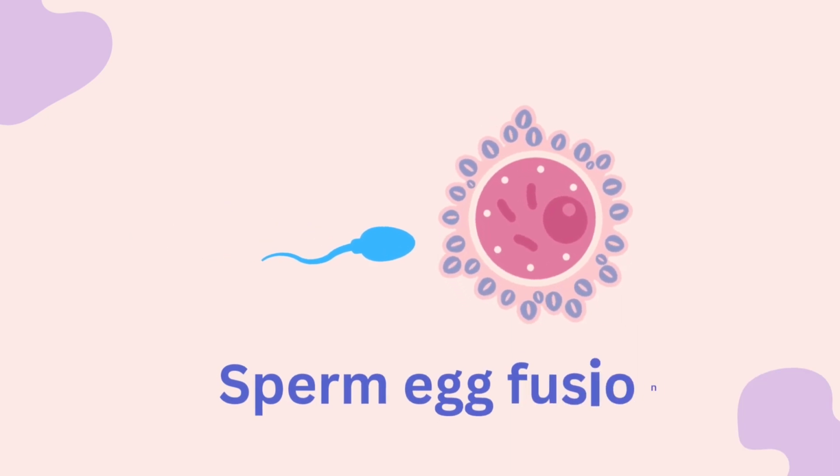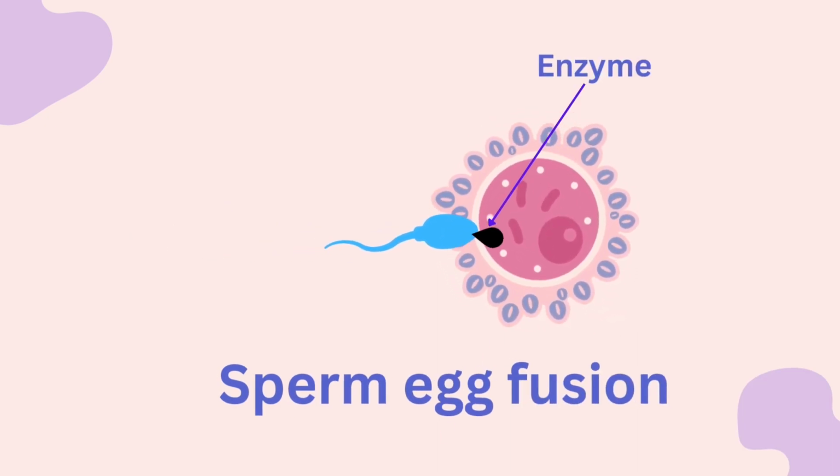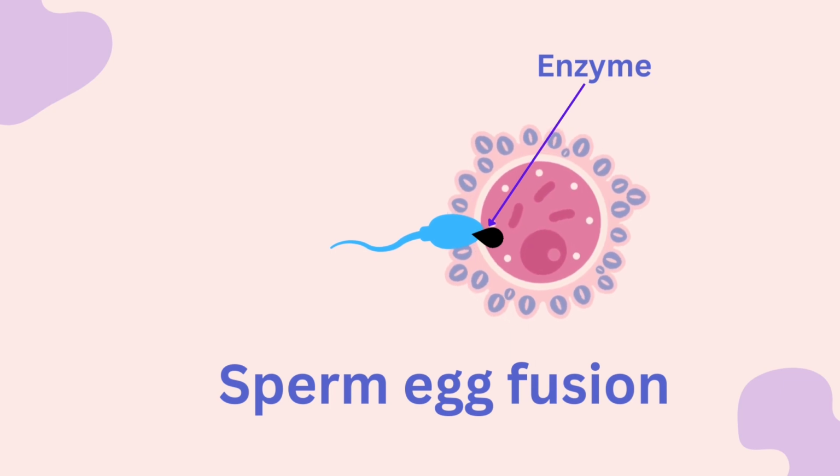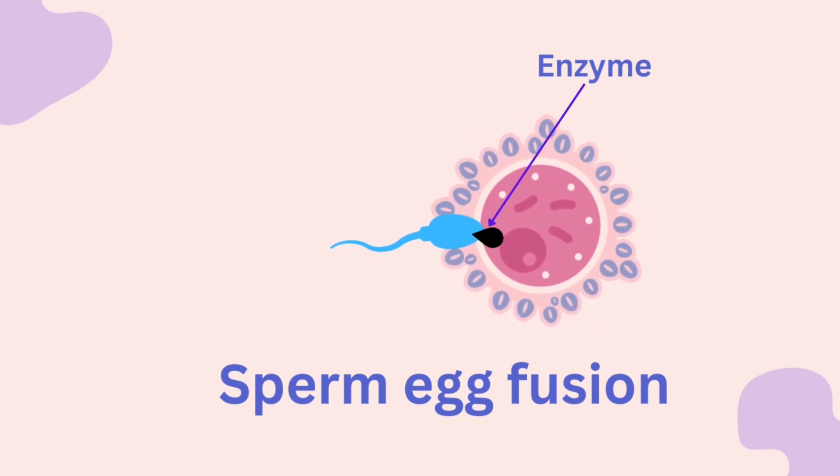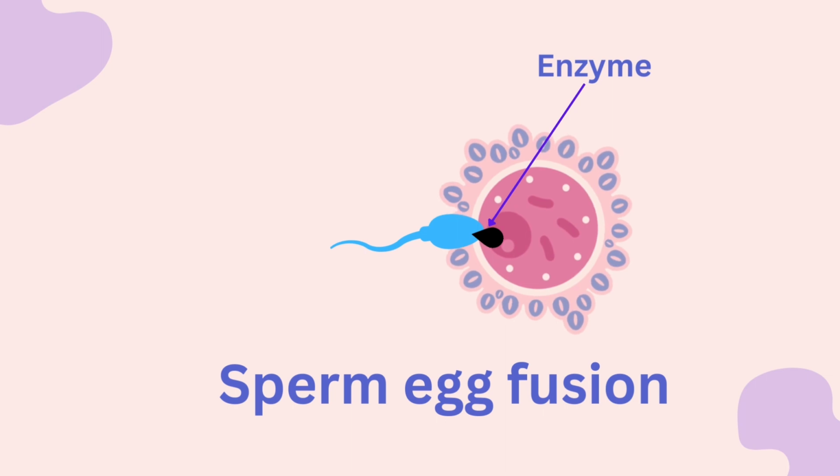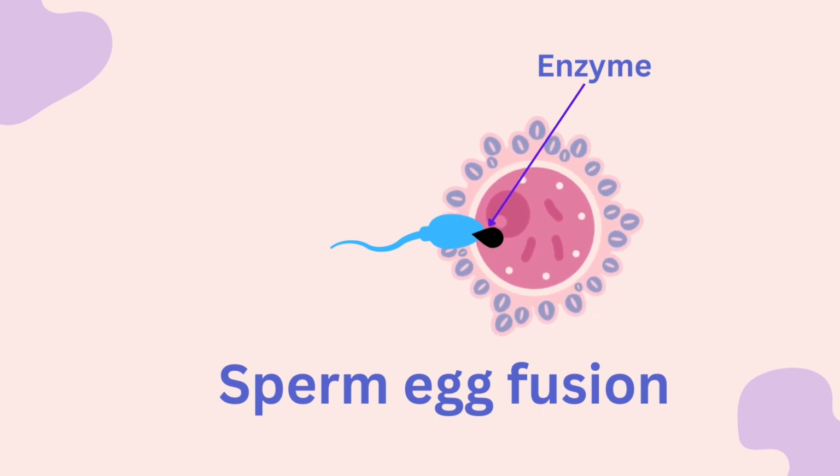Once a sperm reaches the egg, it needs to penetrate the egg's protective layers. The enzyme released by the sperm helps dissolve these layers, allowing the sperm to enter the egg's cytoplasm. This event is called the sperm-egg fusion.